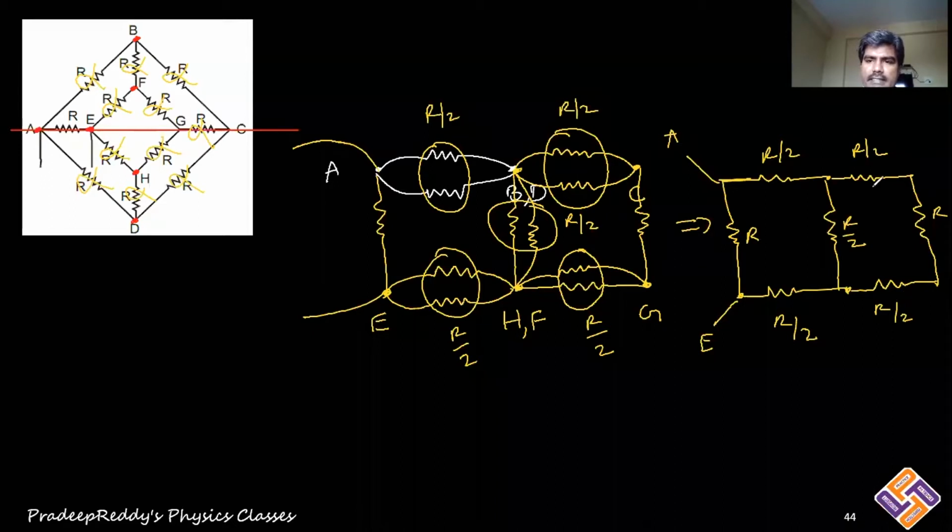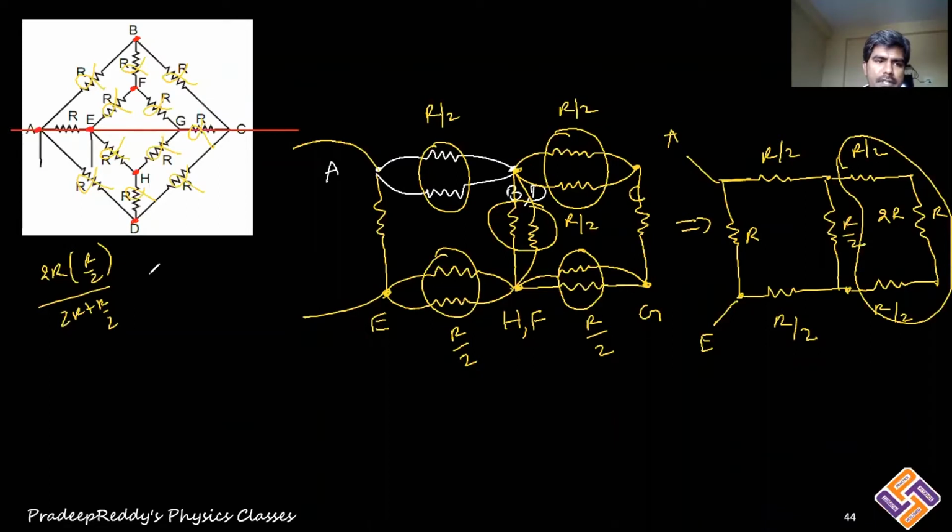These are connected in series. So R by 2 and R by 2 become R. R and R are in series, that becomes 2R. So till here it becomes 2R. This is 2R, and 2R is in parallel with this R by 2. So that gives you 2R into R by 2 divided by 2R plus R by 2. The 2 and 2 get cancelled. This is R square divided by 5R by 2. The R and R get cancelled. This gives you R by 1 into 2 by 5. So that is 2R by 5.